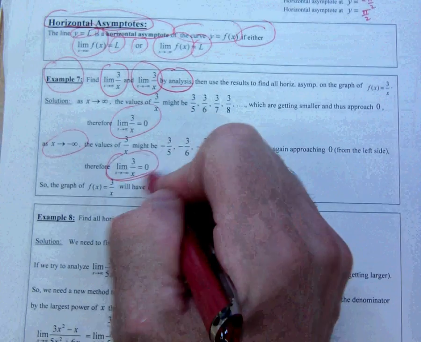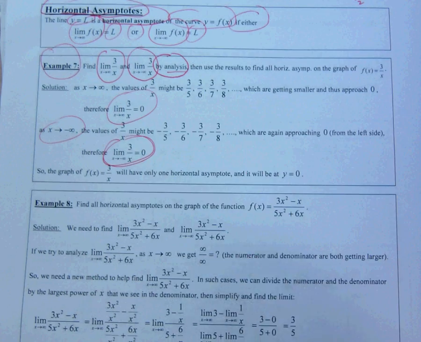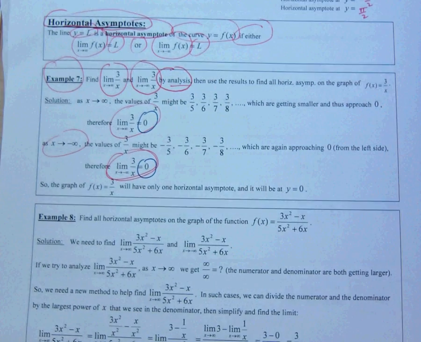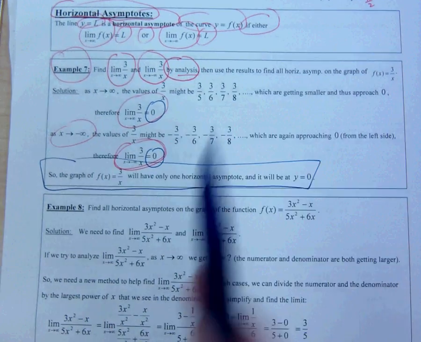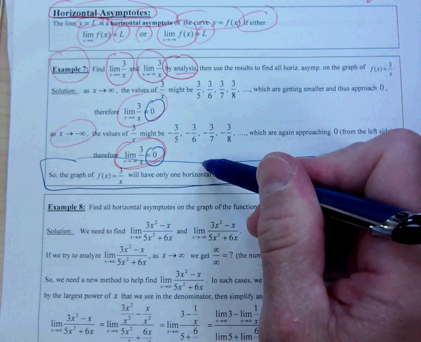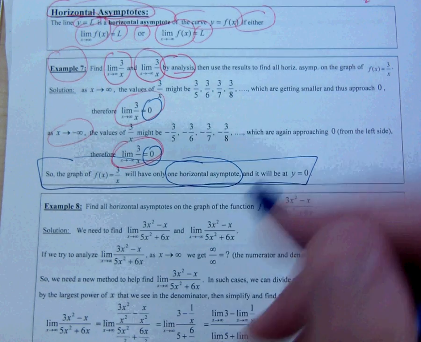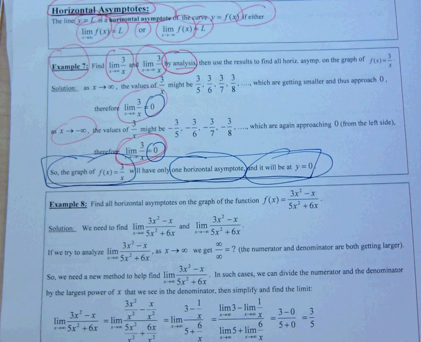So what does this mean? This means this graph, since those are both 0, then you have what? 1 what? Horizontal asymptote. And what is it? It's y equals 0. So the graph of that function will have 1 horizontal asymptote.